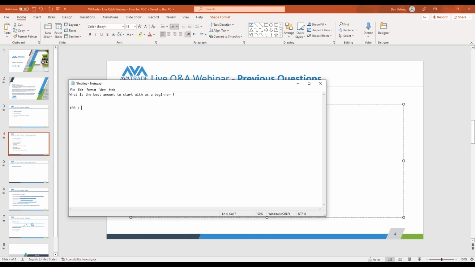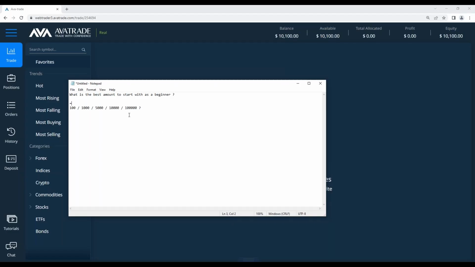$100, $1,000, $5,000, $10,000, or $100,000. What do you think is the best amount to start with? As an example, if I'm an individual who's making, I don't know, $5,000 as a salary, and I'm aiming to make, let's say, $1,000 on a position. Okay, let's just put the numbers here.